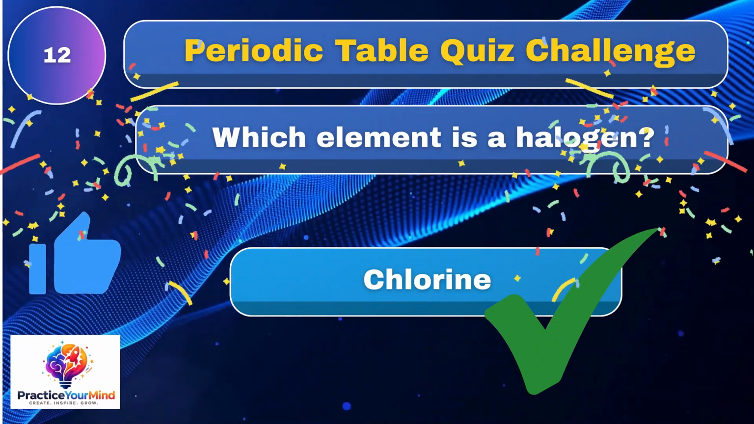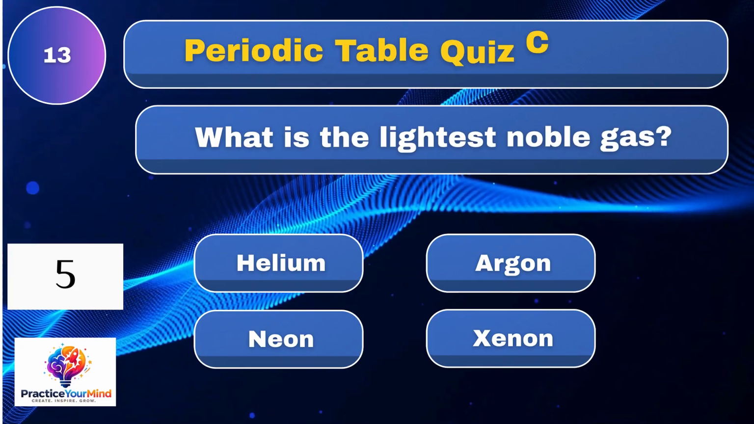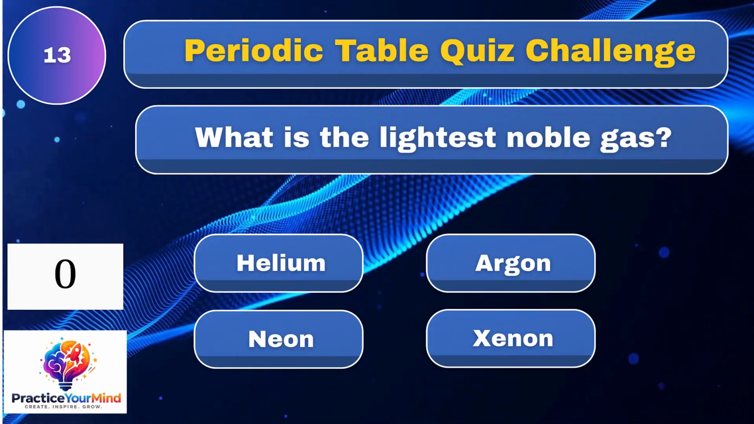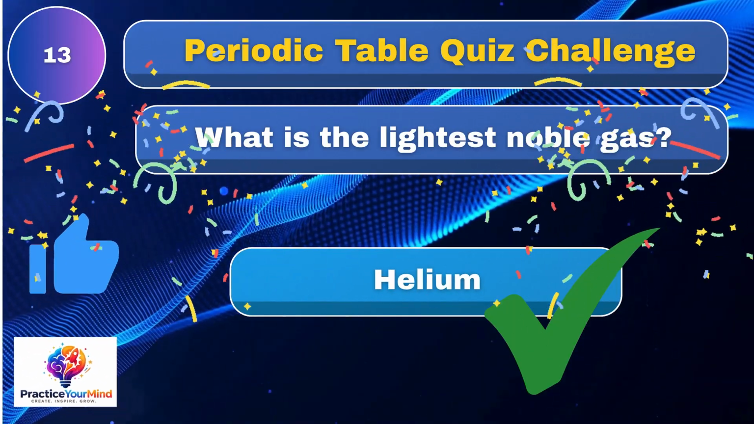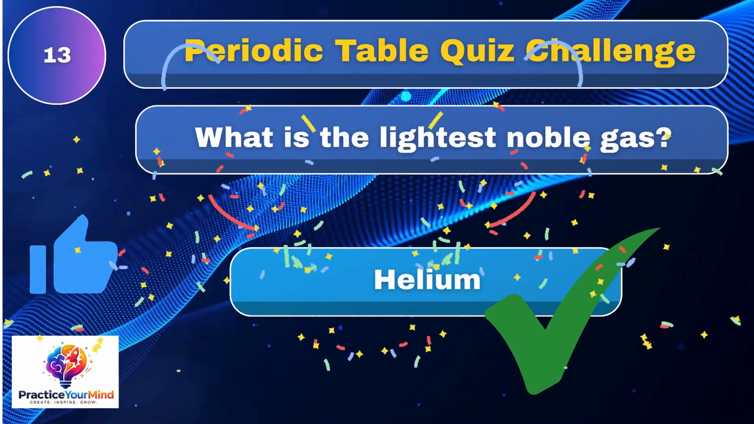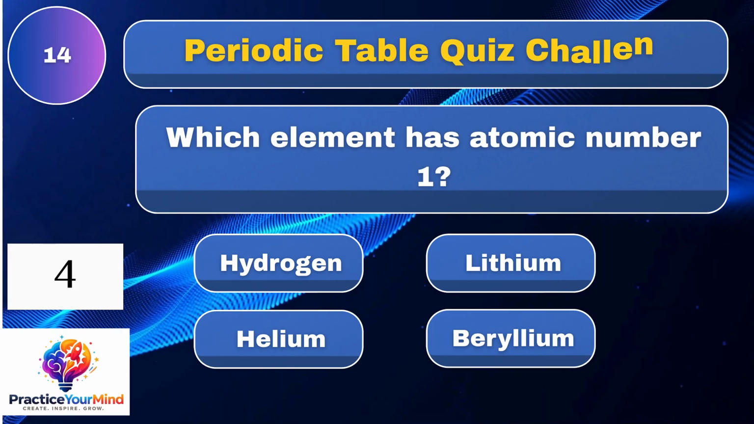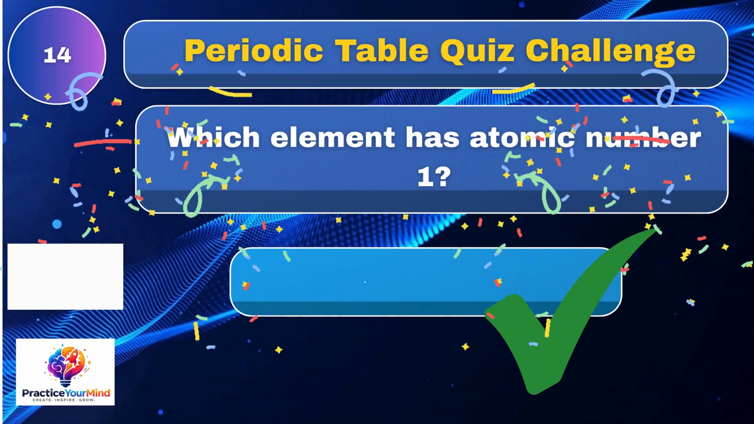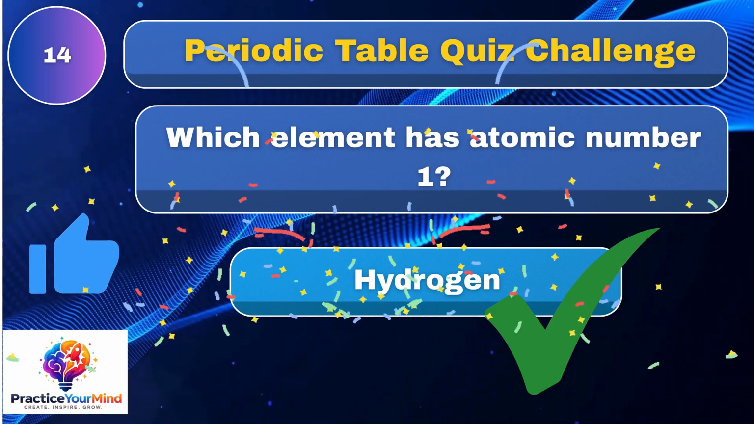Get ready for question 13. What is the lightest noble gas? Great job. Helium is the lightest noble gas. Up next, question 14. Which element has atomic number 1? Correct. Atomic number 1 is hydrogen.